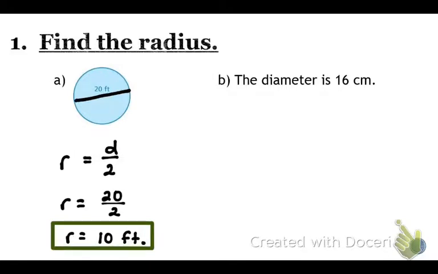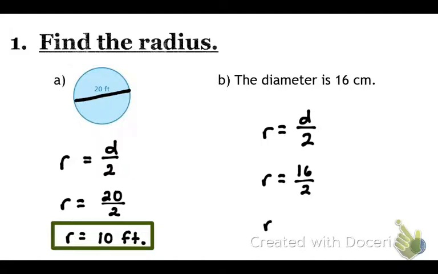Okay, let's do another example. This one doesn't have a picture with it, but it does tell us that the diameter is 16 centimeters. We are trying to find the radius. Remind me again, what is the formula for finding the radius? Okay, we're going to take the diameter and divide it by 2. R equals, instead of D for the D, what will I plug in for the D? 16. 16 divided by 2.